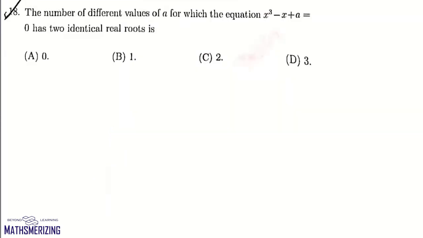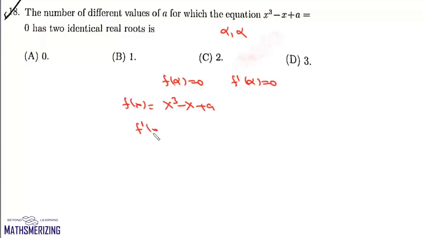Now question number 18 is the number of different values of a for which this equation has two identical real roots. That means two of the roots are alpha and alpha, and if alpha is a double root, then f(alpha) is 0 and also f dash alpha is 0. Now we'll take f(x) as x cube minus x plus a, and f dash x will be 3x square minus 1, and if we put it equal to 0, we'll get x as plus or minus 1 by root 3.